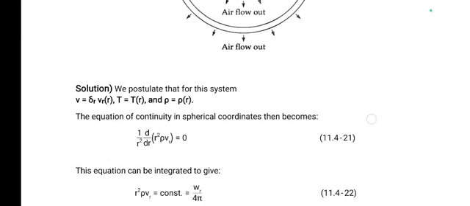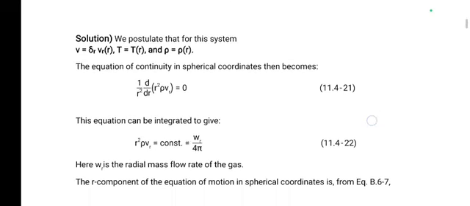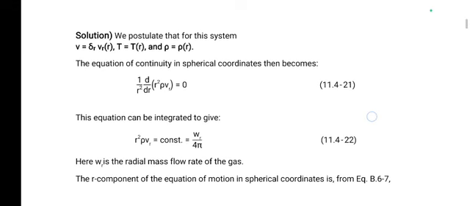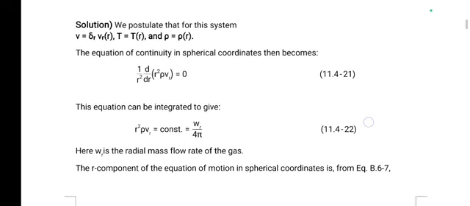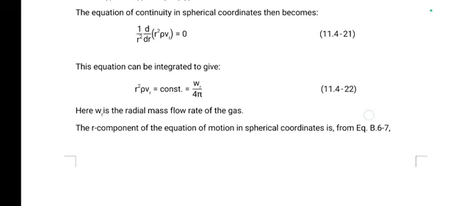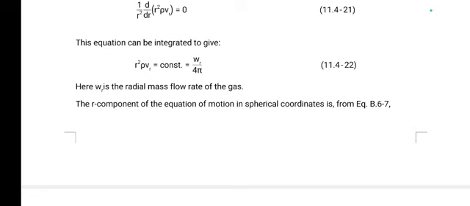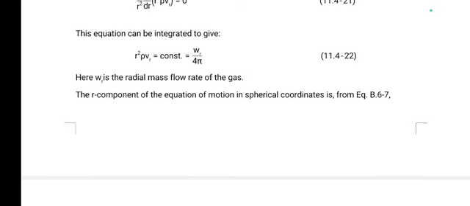Solution: we postulate that for the system, v_θ and v_φ are zero, v_r is a function of r, temperature T is a function of r, and density is a function of r. The equation of continuity in spherical coordinates then becomes 1 by r squared d by dr of r squared rho v_r equal to 0, and the equation can be integrated to give r squared rho v_r equal to a constant, which is w_r upon 4 pi. Here w_r is the radial mass flow rate of the gas.